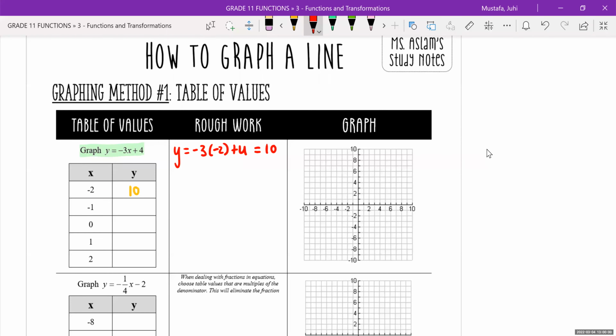And then you do this 5 more times. If you can just do it in your head, then by all means, go ahead. That would probably save you a little bit of time.